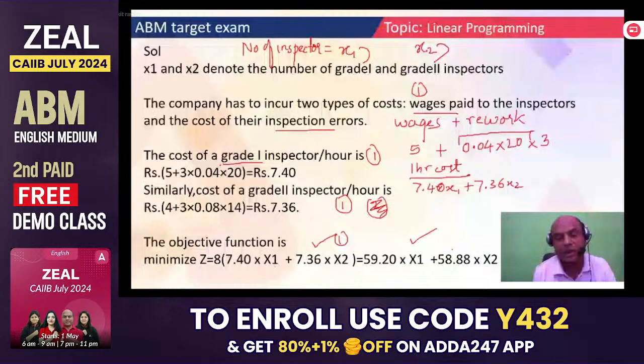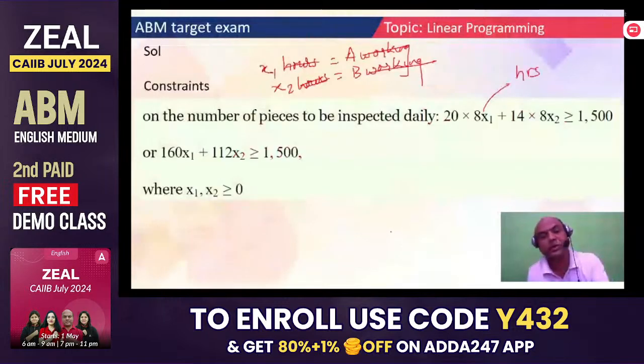This will be my objective function. This cost I have to minimize, so I'll be doing the minimization of the cost. Got it? Now look at the constraint equations. What can be asked to you? Number of pieces to be inspected on a daily basis.